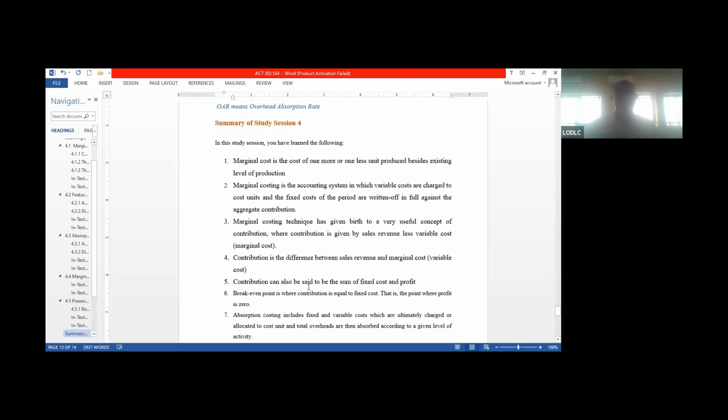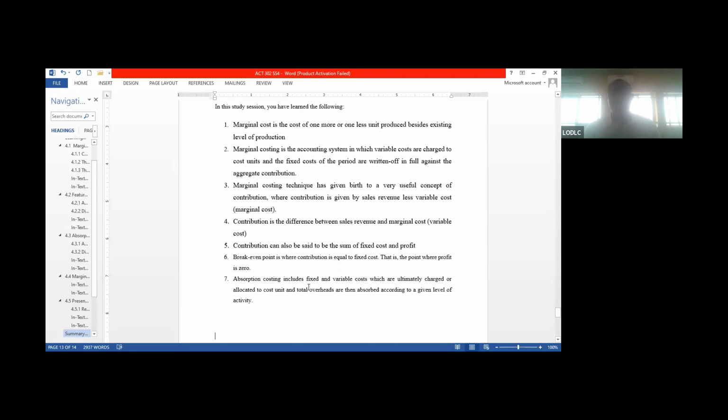Then we talked about the marginal costing technique, which has given birth to a very useful concept of contribution. And we say contribution is the difference between the sales revenue and the marginal cost. Contribution can also be said to be the sum of fixed costs and profits. So if you change the subject of the formula, you might be asked to find the fixed cost, or you might be asked to find the profit.